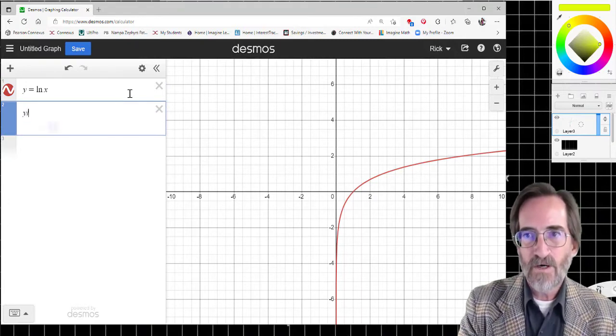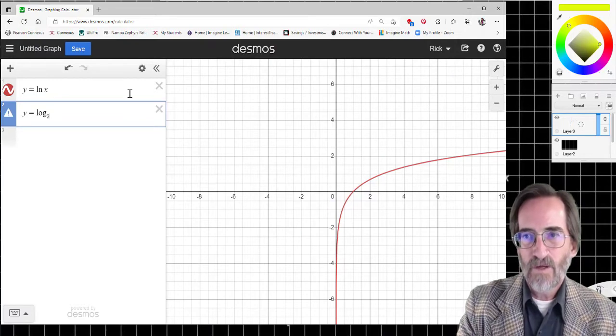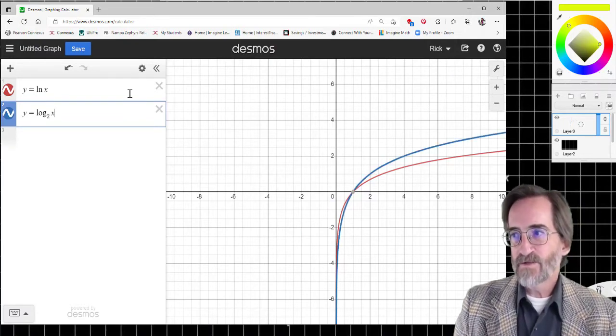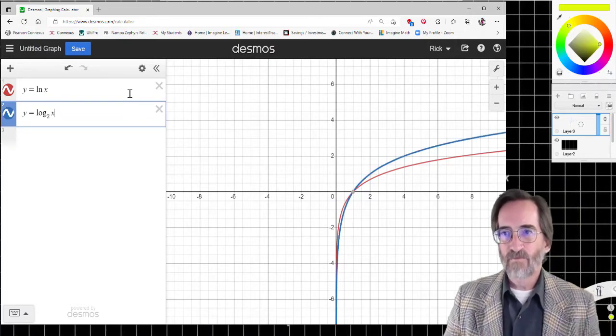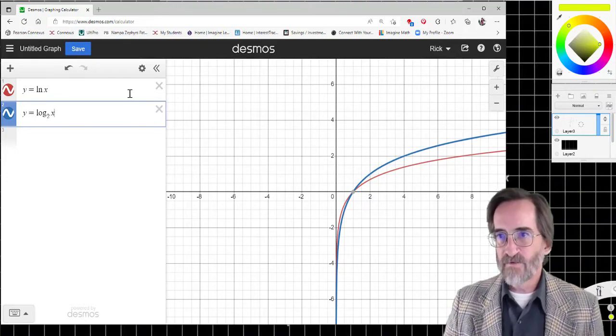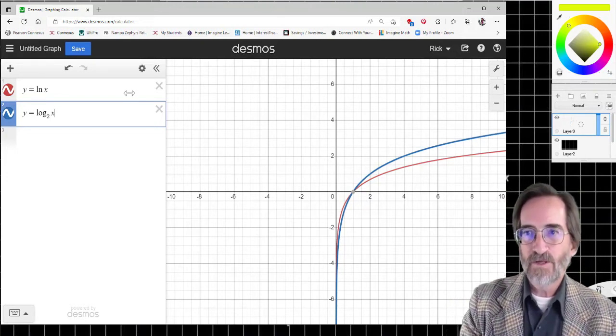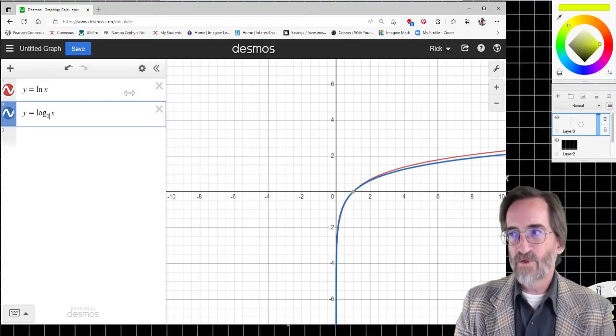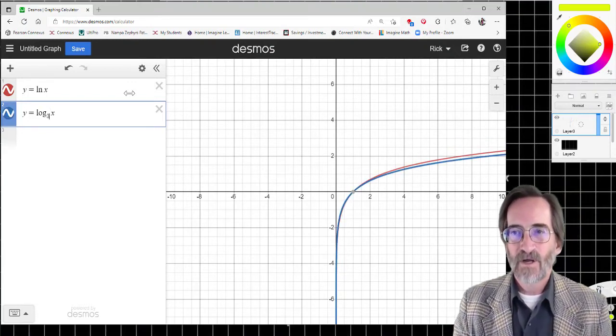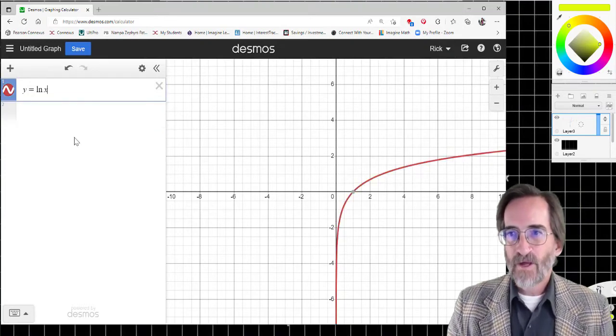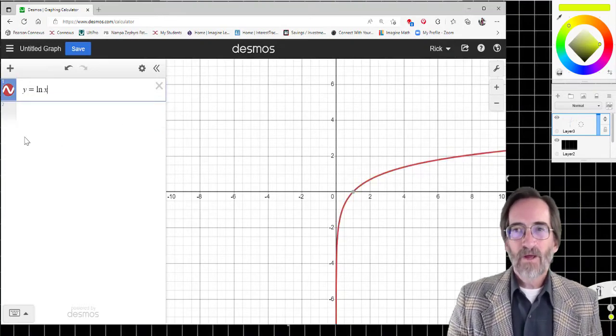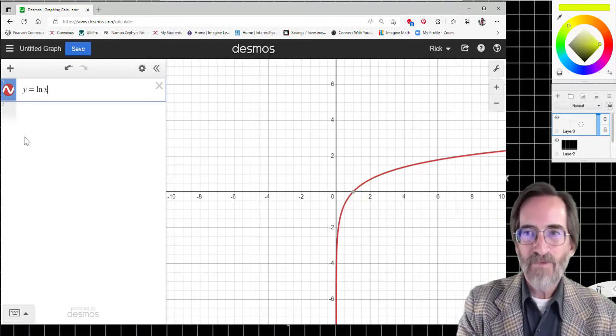y equals log base 2 of x. It's a little steeper, right? The 2 doesn't accelerate as fast. In fact, 2.7 is closer to 3, but it's a little less than 3. So 3 accelerates a little bit faster or curves a little tighter. But what I want to focus on is what happens when we translate it.